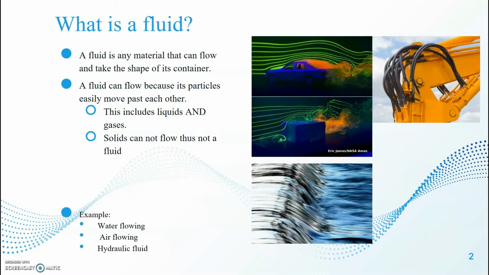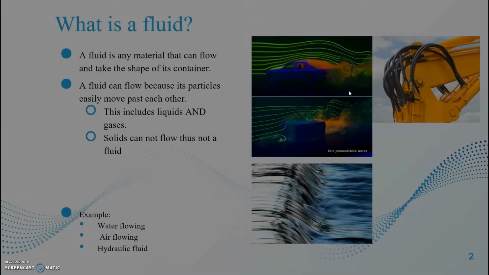So you can see here water flowing over. We have air flowing over a car, and here you can see the flow over the car, and you get some turbulence over here. Compare that to a big block, where you have a lot of turbulence and a lot of weirdness going on. We'll talk about pneumatics and hydraulics here in a moment.